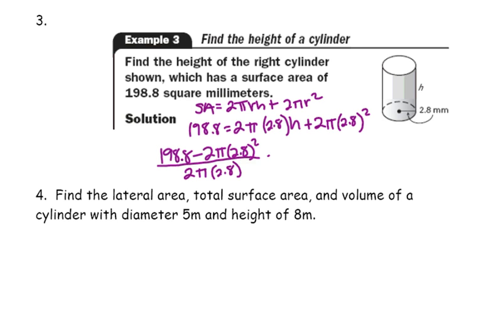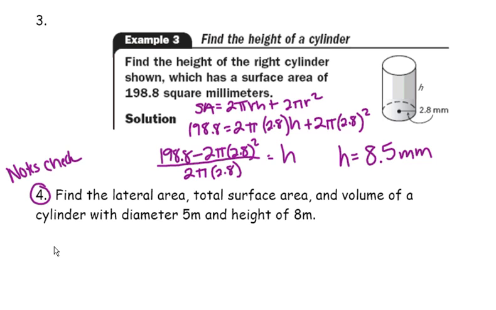So I'm going to pull out my calculator, and that will give me h. So when I type that all in, I find out that h is about 8.5 millimeters. Okay, question number 4, very straightforward. So I am going to ask you to find all of those for me in the notes check.